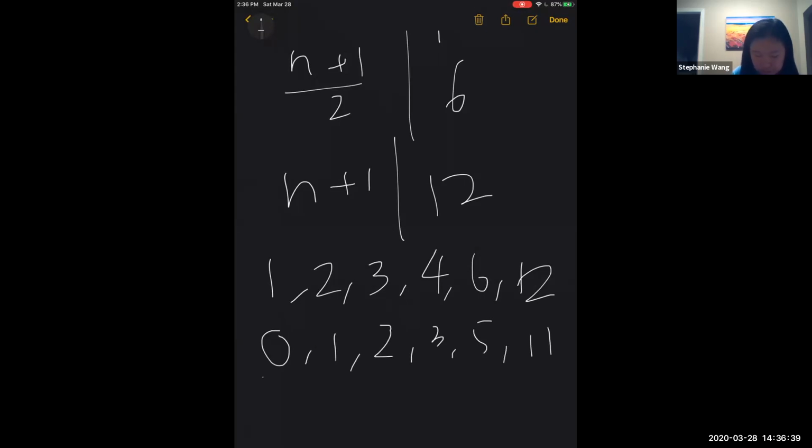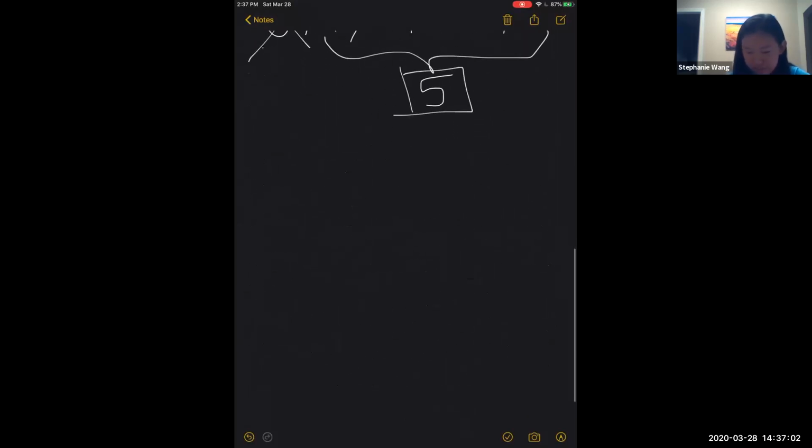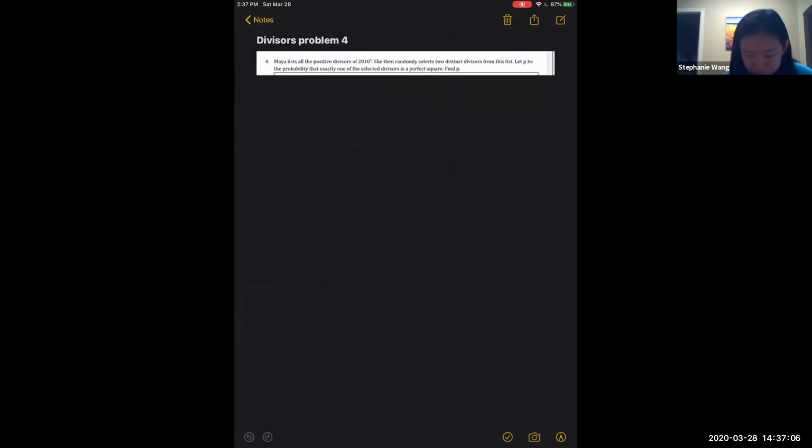These are the n values, and these are the n plus 1 values. But we can't have 0 as n, obviously. So the remaining number of integers here is 5, so 5 possibilities for n. Does that make sense? If anyone has any questions, feel free to ask, but I'm going to go on to the next question.